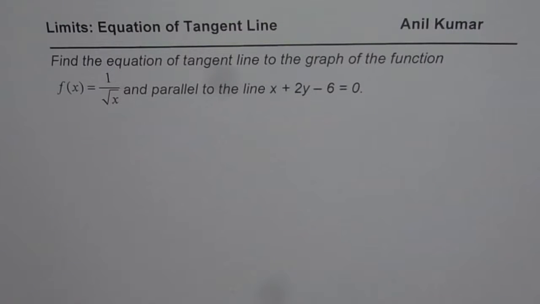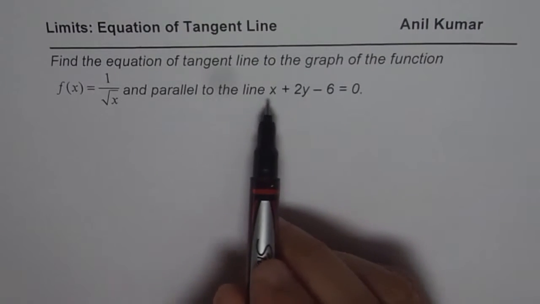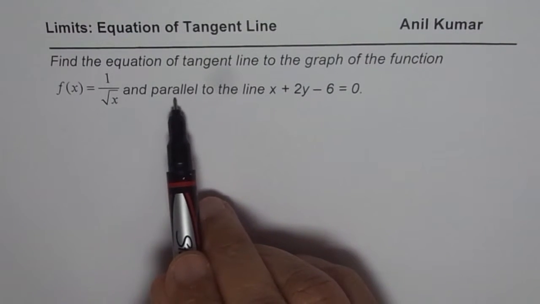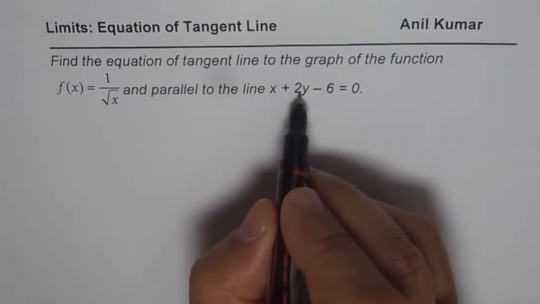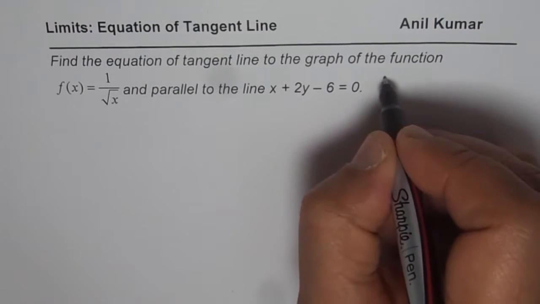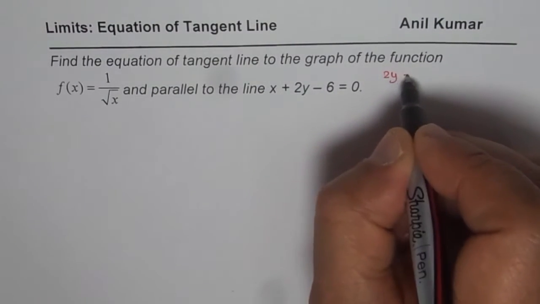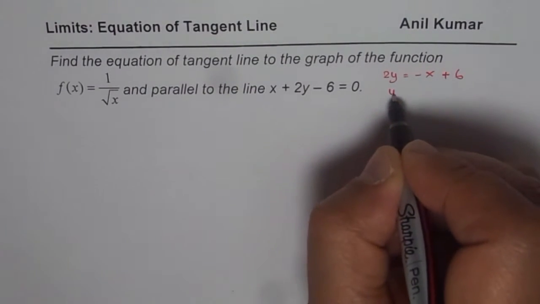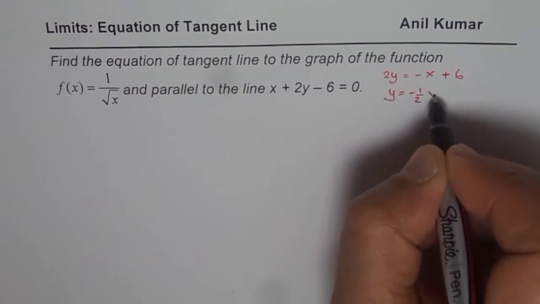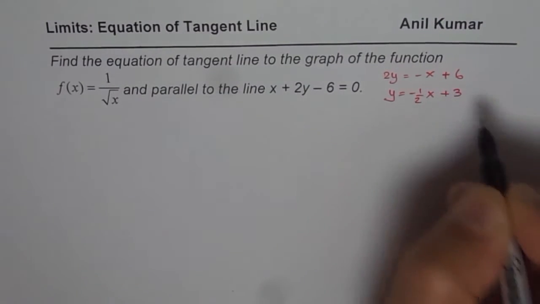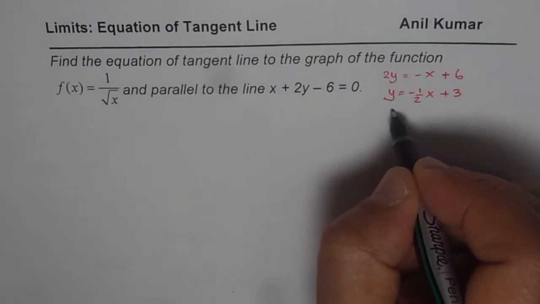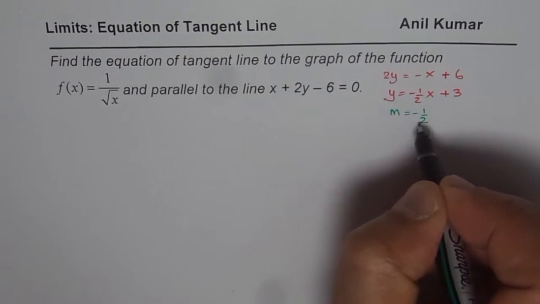So when you want to answer such a question, first you need to find the slope of the given line. Parallel line means same slope. So let's rearrange this. We get 2y equals minus x plus 6. Divide by 2, we get y equals minus half x plus 3, right? So the slope of the line you're looking for is indeed minus half.